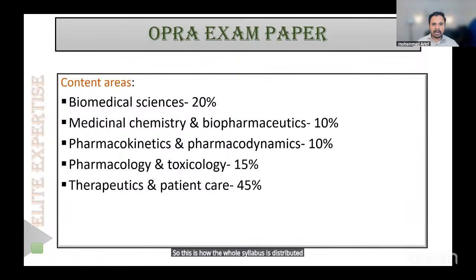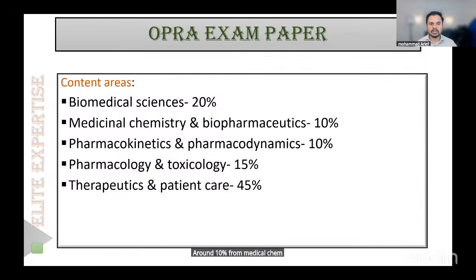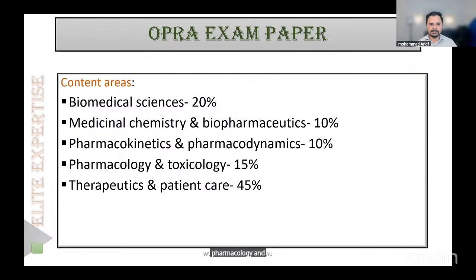Roughly, you will get the questions in this pattern. Around 20% of the questions will be from biomedical sciences, around 10% from medicinal chemistry and biopharmaceutics, 10% from pharmacokinetics and pharmacodynamics, pharmacology and toxicology 15%, and therapeutics and patient care up to 45%. This is how your exam pattern or syllabus distribution would be.